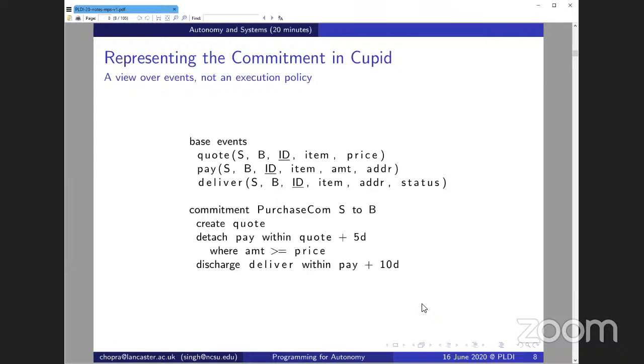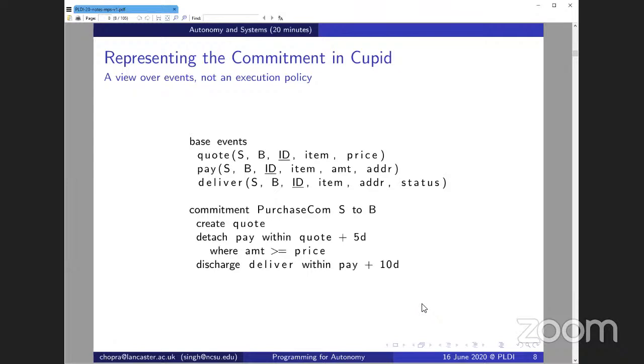In this case, the name of the commitment, just a label, is called purchase com. The purchase commitment is from the seller to the buyer. This commitment is created when the price quote event is instantiated. And then the commitment has two more parts in this example. The detach says when the commitment comes live, as it were, so when the commitment is called upon.